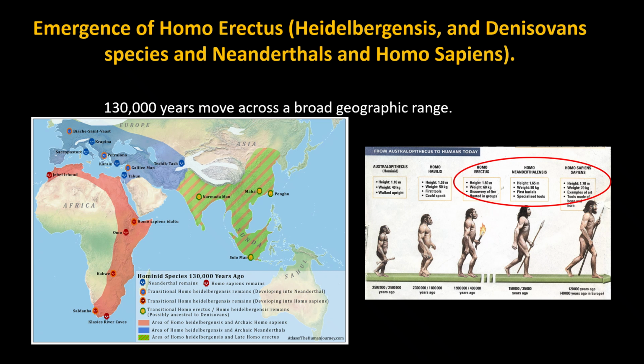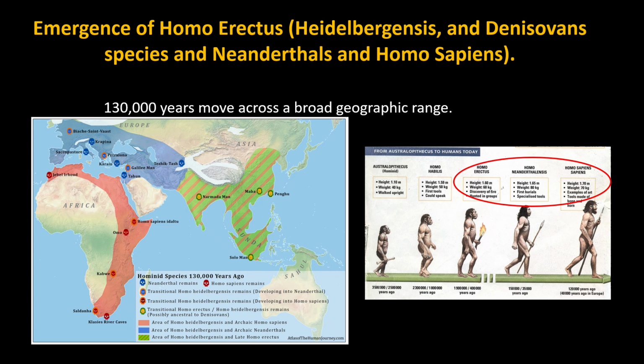The blue areas labeled transitional Homo heidelbergensis developing into Neanderthal, and orange-red areas for transitional Homo heidelbergensis and archaic Homo sapiens are crucial. This reflects the complex evolutionary picture where Homo heidelbergensis is seen as an ancestor to both Neanderthals in Europe and Homo sapiens in Africa. The green-striped areas stretching across vast parts of Asia are labeled area of Homo heidelbergensis and late Homo erectus.